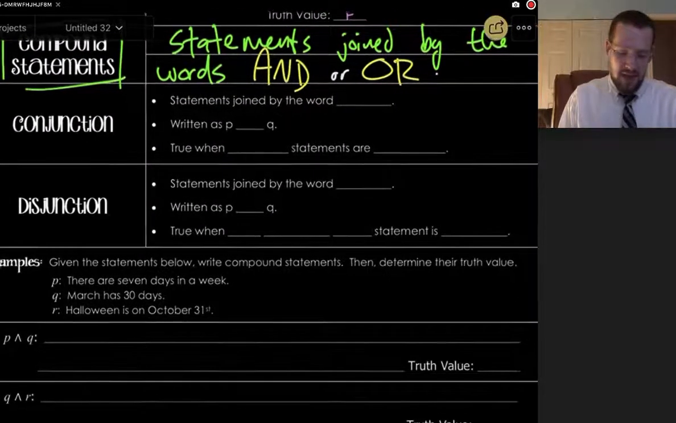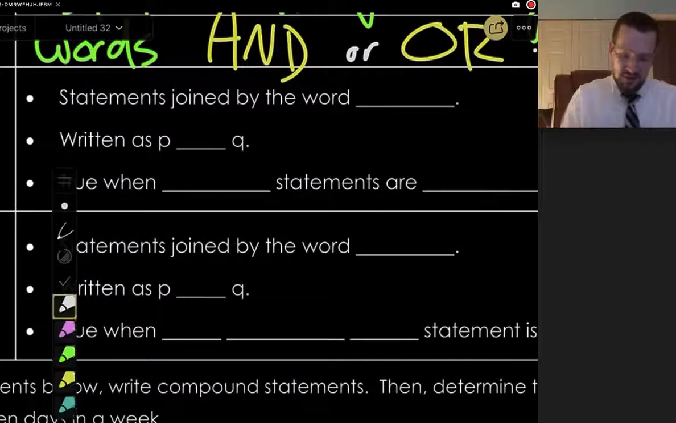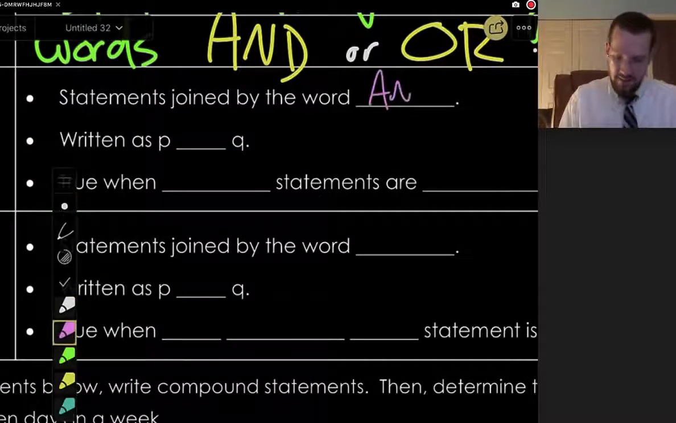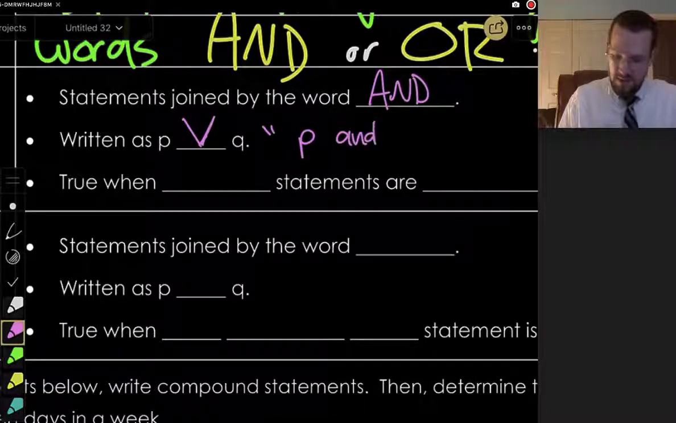So what we can have is our conjunction. These are things that put things together. Conjunction statements contain the word and. We would write this as an upside down capital V. This is read as P and Q. And so when both statements are true, the whole statement is true.